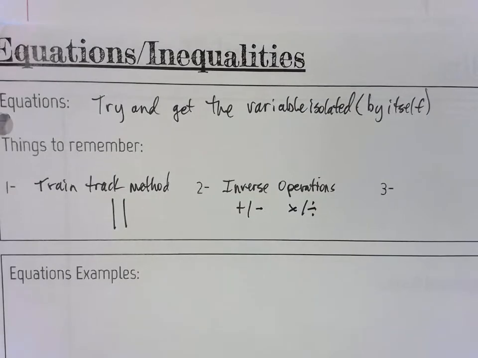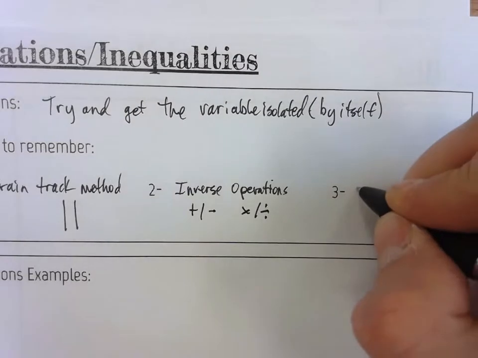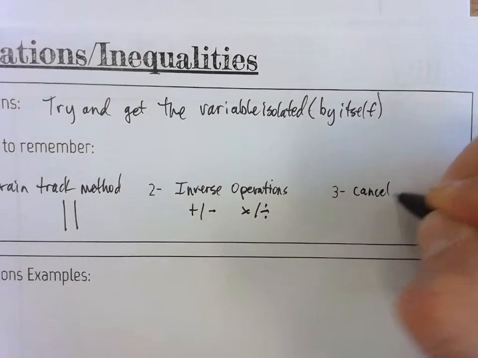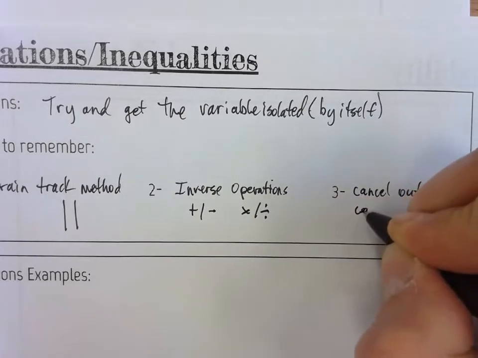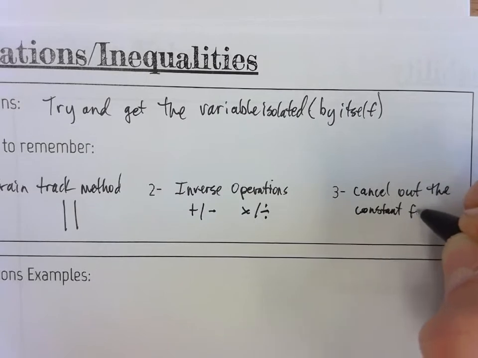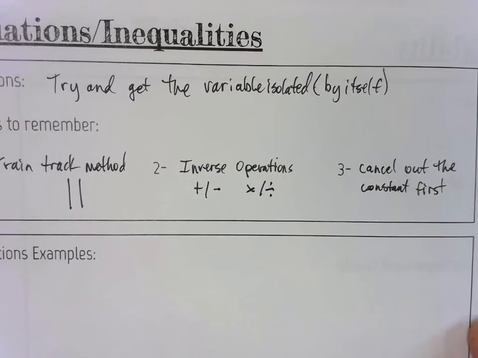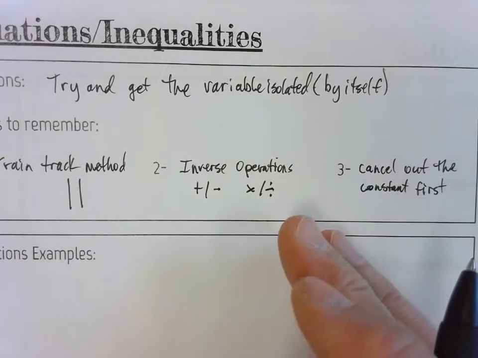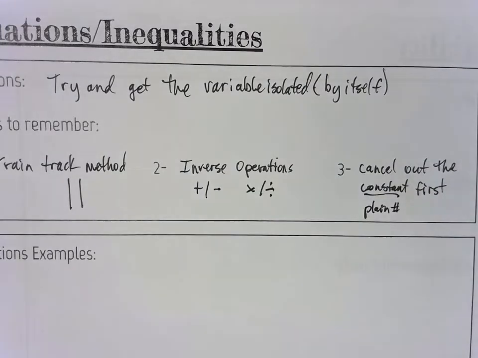So inverse operations there. Third thing is, I want you to remember that we want to cancel out the constant first. Cancel out the constant first. So again, from our last lesson, we know that the constant is the plain old regular number. Wherever that happens to be, sometimes it's at the front, sometimes it's in the middle, wherever that's at, you always want to try to cancel it from there. All right, so there's 3 helpful hints to try to get your things back in order here.